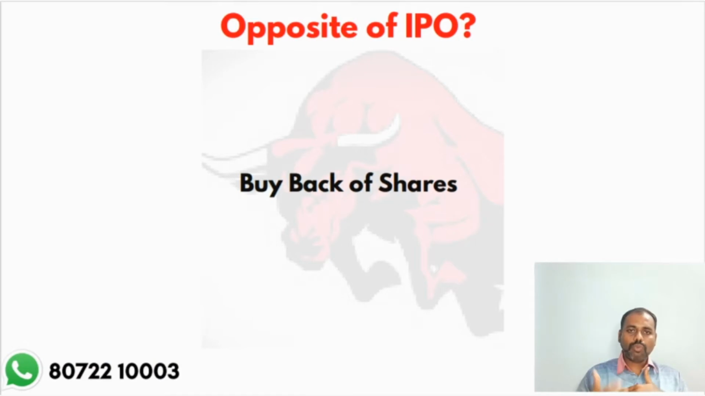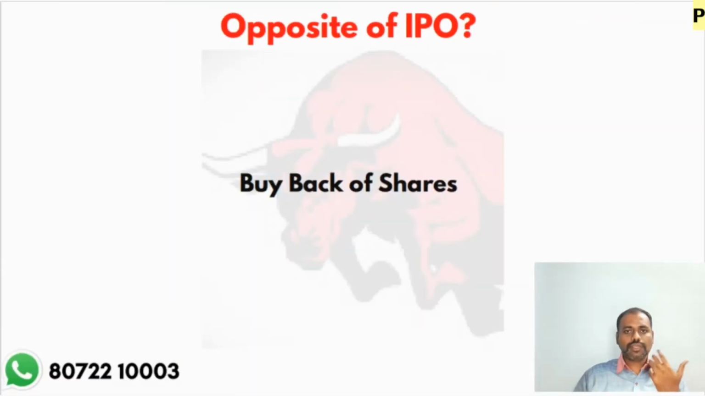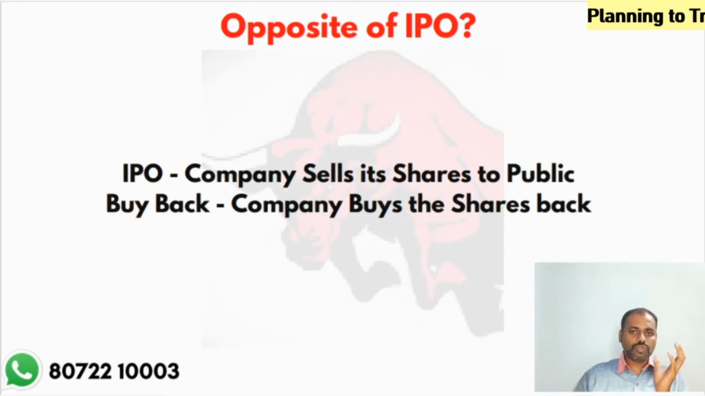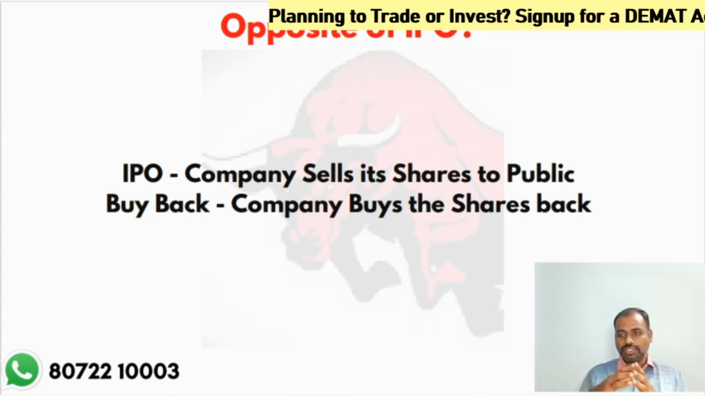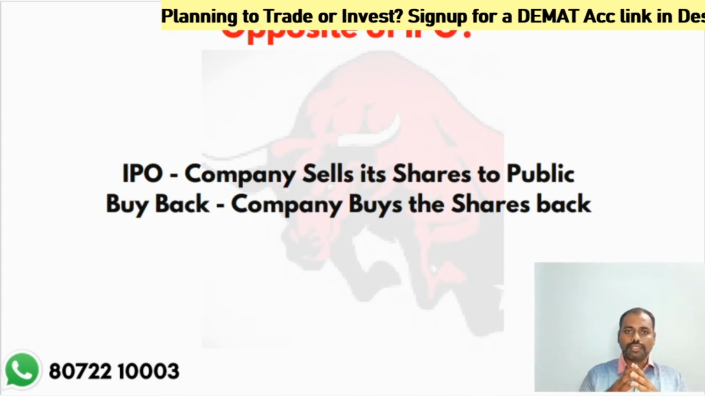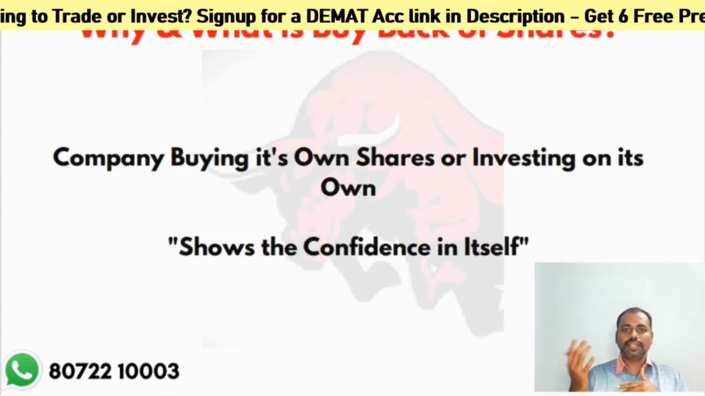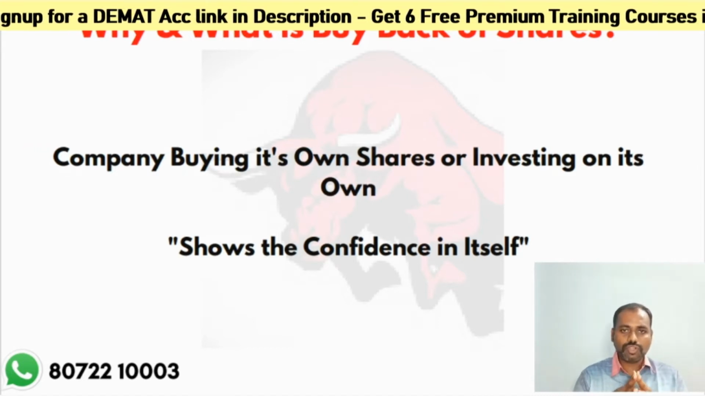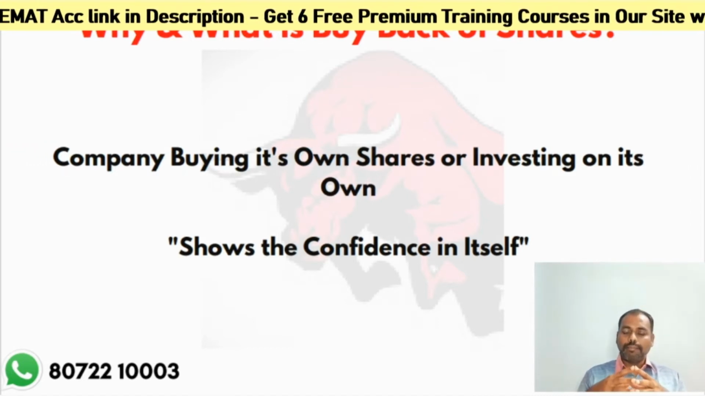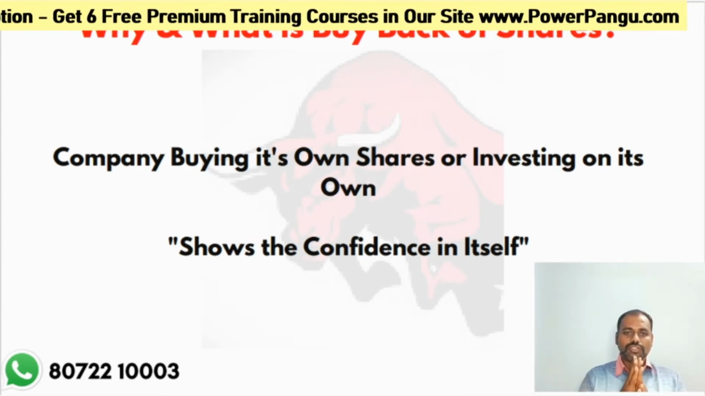In an IPO, what normally takes place is we try to buy shares from the company which is going public. But in a buyback, the company will repurchase from the open market the shares which were given to us. Normally they try to buy at a price much higher than the current market price, so that we will be mostly benefited. The main reason for this buyback of shares is that the company is showing confidence in itself that it will perform better in the future. That is the main reason.